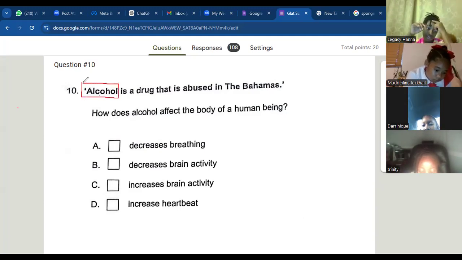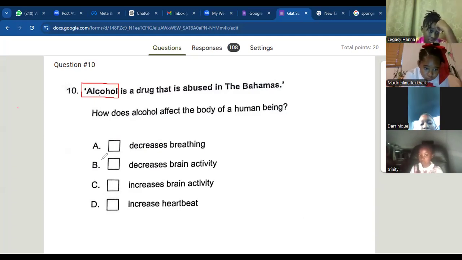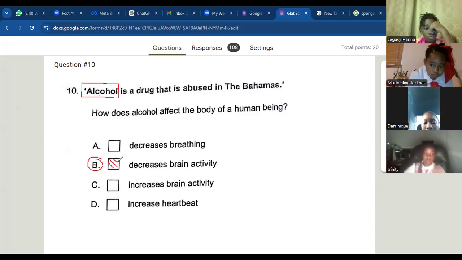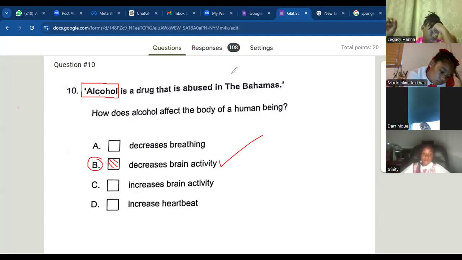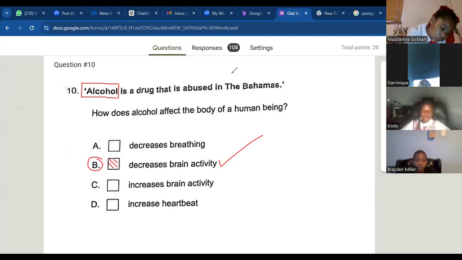Alcohol is liquor, right? So when people drink rum, what happens to their brain activity? It decreases. So the correct answer is B. Anyone got B? I got that. I put A. They're talking about liquor, so it's definitely B.